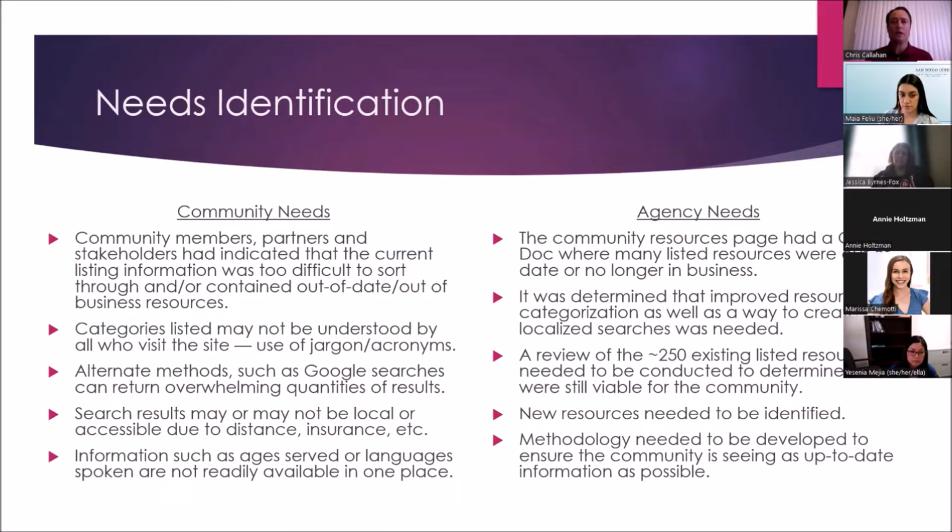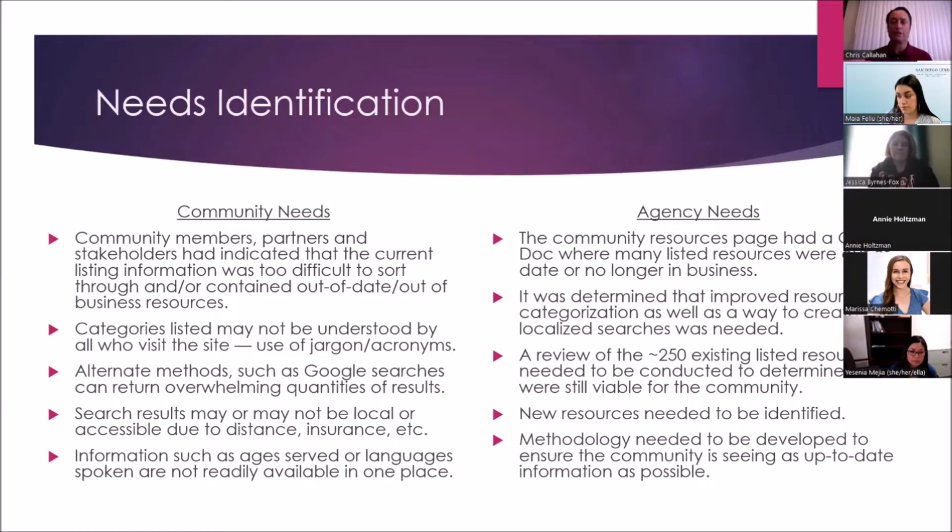listings. There were categories that weren't necessarily understood by people new to the diagnosis, such as what's ABA, what's OT, things like that. And the community also was faced with alternate methods, such as Google searches, that can return way too many pieces of information and know where to start. They might not be local, they might not be accessible, whether it's due to distance or insurance, etc. And there was other information that was relevant to parents that just wasn't accessible through Google without extensive research, such as the ages of the clients served or languages that were spoken by a resource.